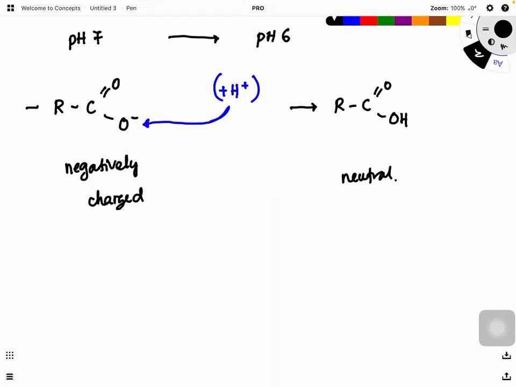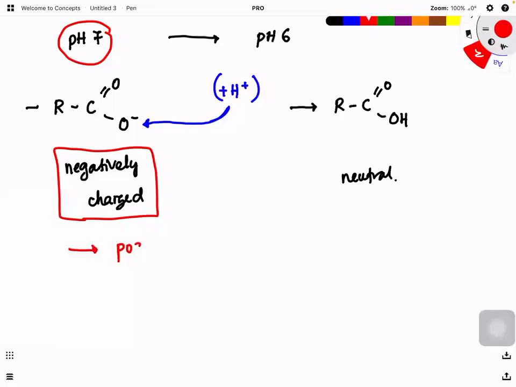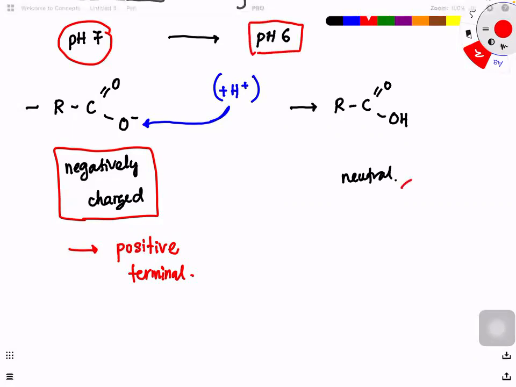Can you see that if they are negatively charged at pH 7, they can move towards the positive terminal if we carry out gel electrophoresis. You realize that? Because they are negatively charged, they are attracted by the positive terminal. So this amino acid or this protein can move to the positive terminal. But now if you change it to pH 6, it becomes neutral, no net charge.